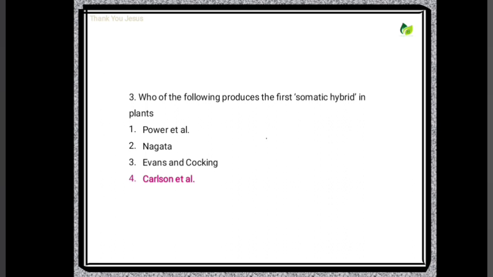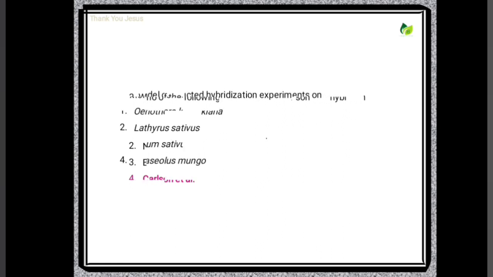Here you have to know what is a somatic hybrid. Somatic hybrid is nothing but protoplasts of two distinct species of plants fused together to form a new hybrid. So that new hybrid has the characteristics of both the species.